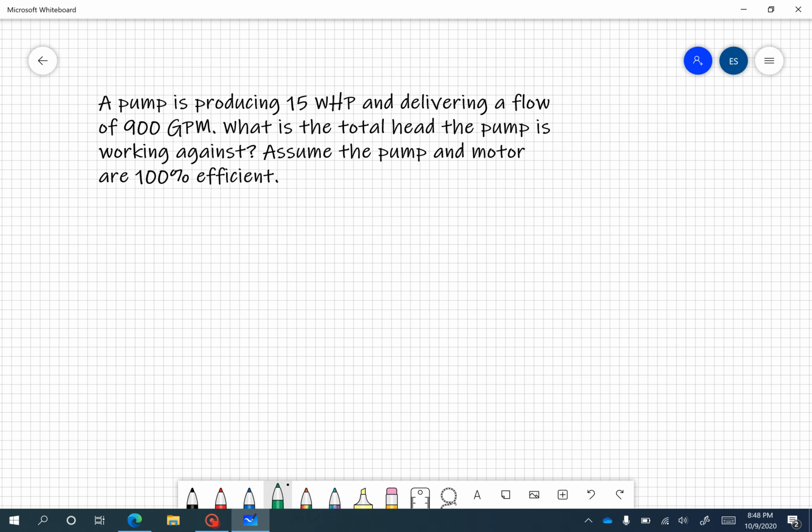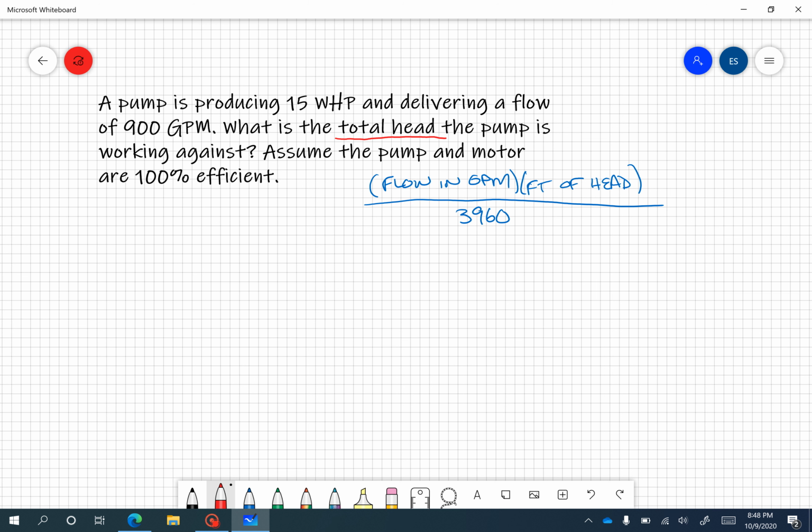Problem number 3, we're still using the same formula. Flow in gallons per minute times feet of head divided by 3960, except this time, instead of calculating the water horsepower, they want us to calculate total head or feet of head. So we have to rewrite this equation somehow.